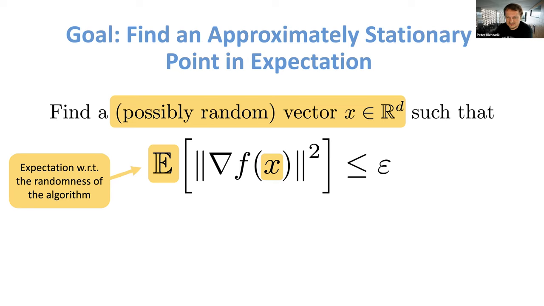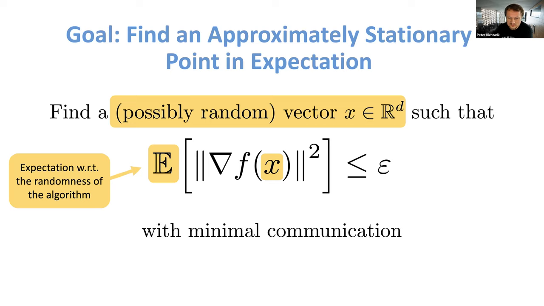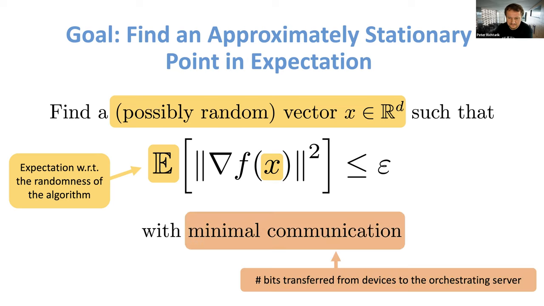So notice we're not really interested in finding the global minimum. This is not something which in general, in the setting we're interested in, we can guarantee, but we're looking really for an approximately stationary point. And what is very important, we want to do this with minimal communication. This is because we're assuming that communication is really the bottleneck in any distributed system we're considering. And by this, we mean the number of bits that are transferred from the clients to the server. That's what we want to really minimize, subject to the constraint that we satisfy this inequality, essentially. We want to solve the problem, but with a minimal number of communicated bits.